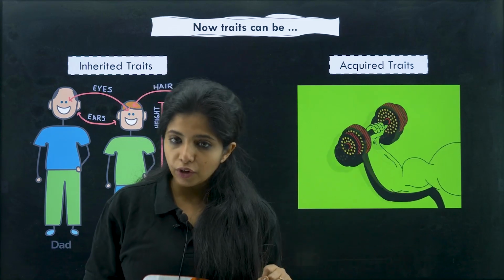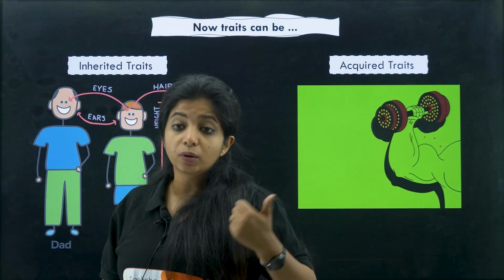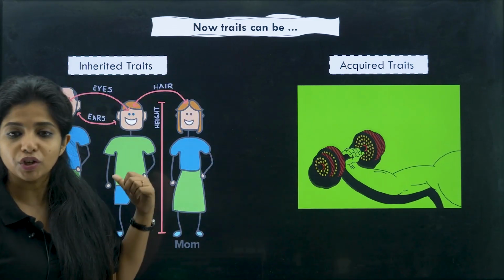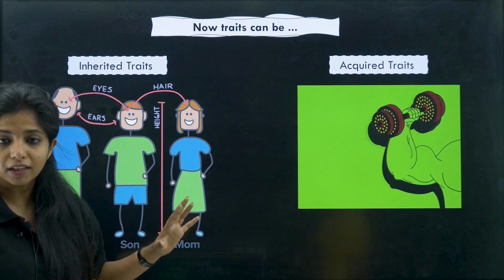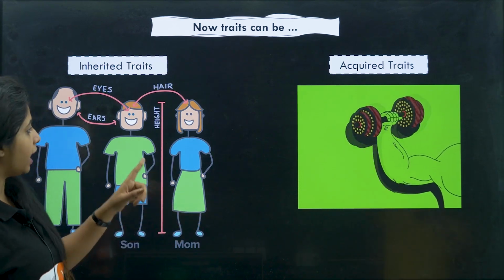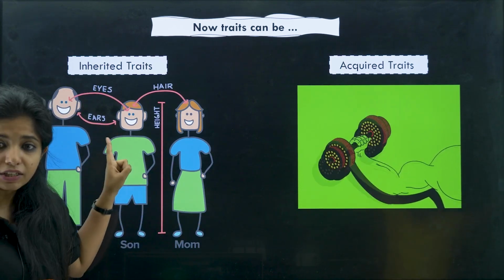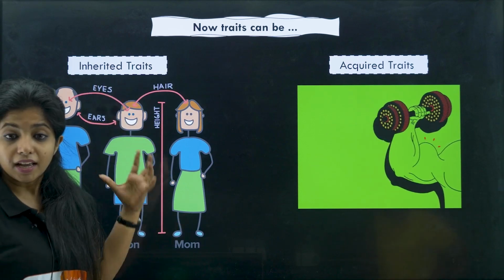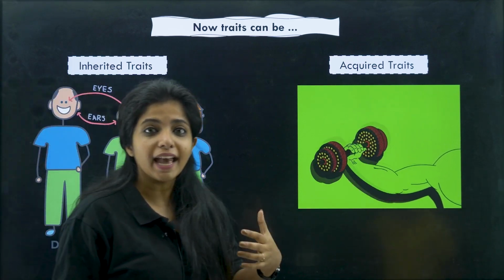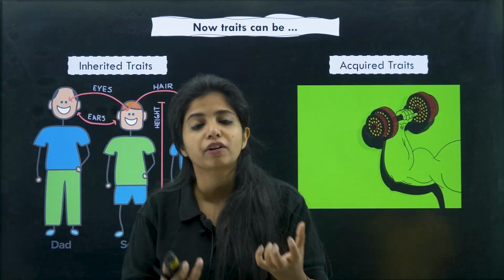Now traits can be of two different types. One is inherited traits, another is acquired traits. As you can see over here, if you look at this picture really carefully, you will be able to find that eye color, ear shape, height and everything are examples of inherited traits, something that you can inherit from your parents.